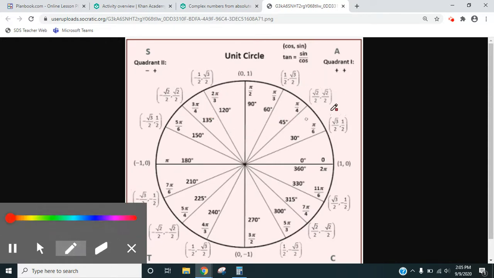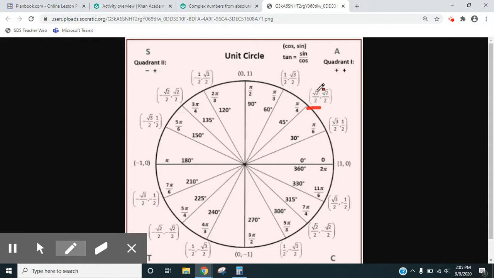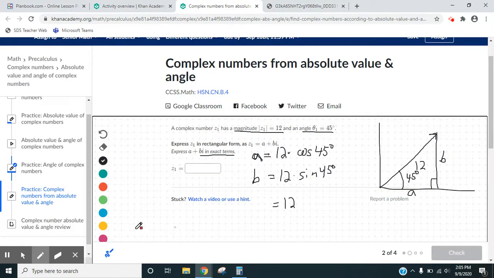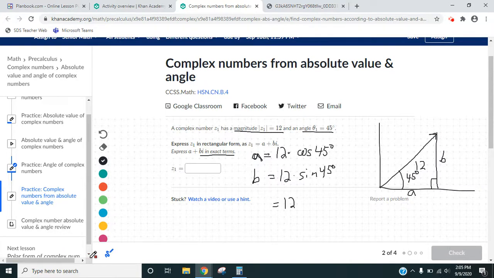So if we look again, we see these two things. Square root of 2 over 2 and square root of 2 over 2, which makes sense. It's a 45 degree angle. All right, they should be the same. So if I'm looking, this becomes the square root of 2 over 2. So what is 12 times the square root of 2 over 2? Well, I can simplify it this way. 12 over 2 becomes 6 times the square root of 2. That's an exact term for A.